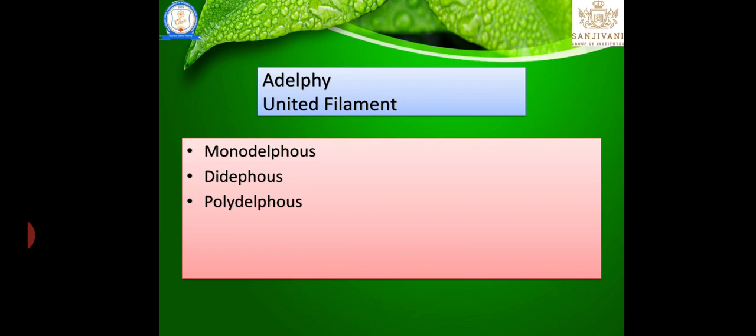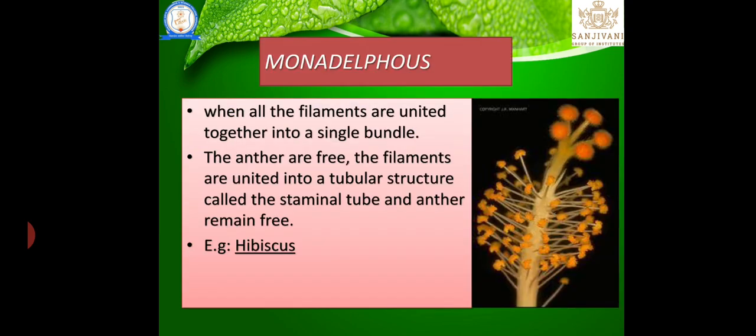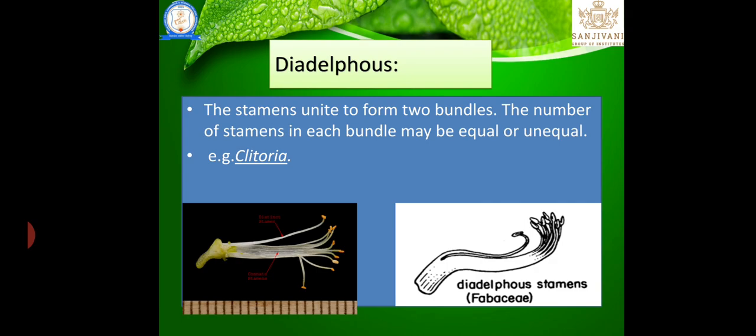Adelphy is classified into monadelphous, diadelphous and polyadelphous. When all filaments are united into a single bundle, that is known as monadelphous. The anthers are free but the filaments are united, that is known as monadelphous. For example, hibiscus. Diadelphous: the stamens are united, forming two bundles.